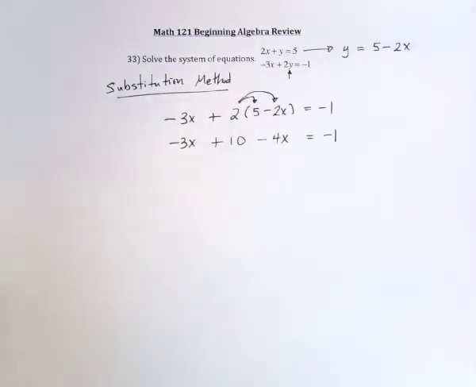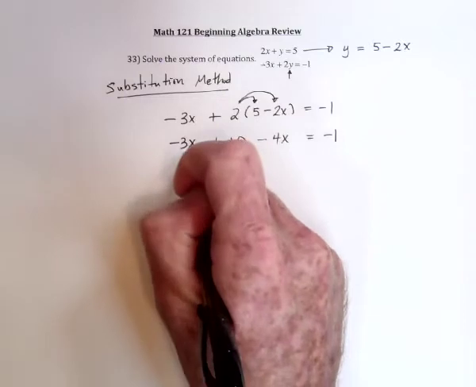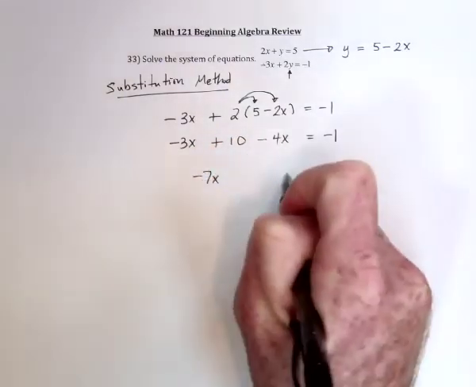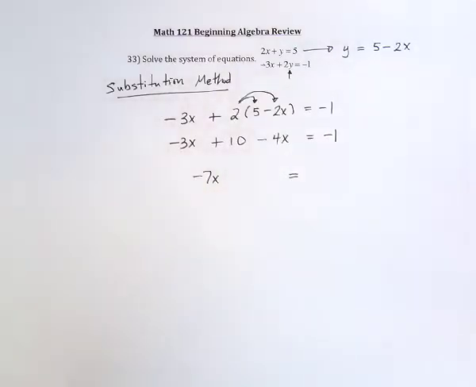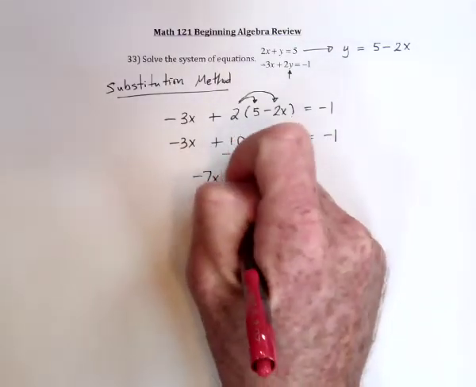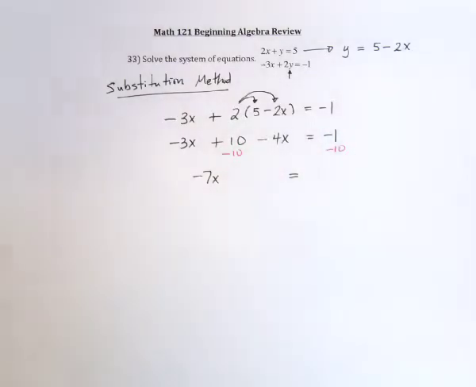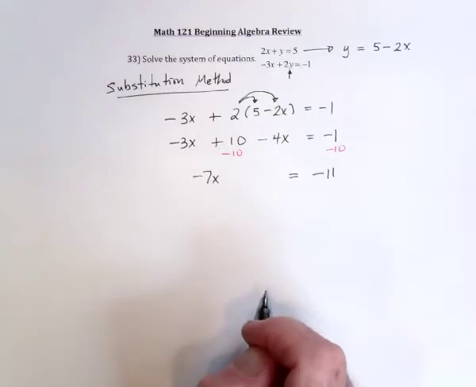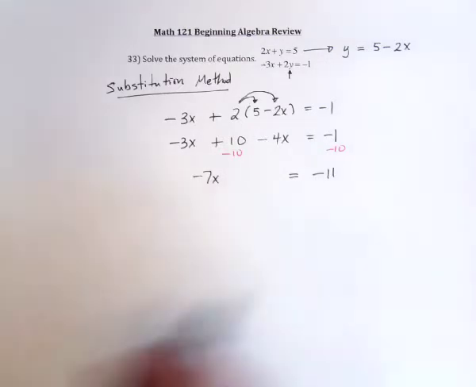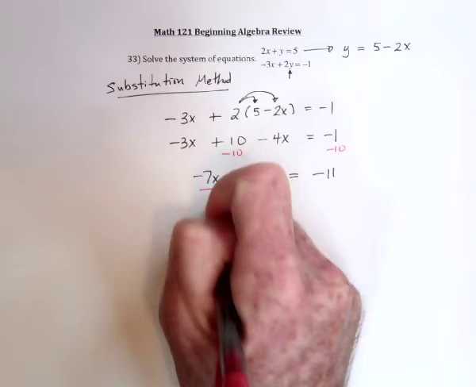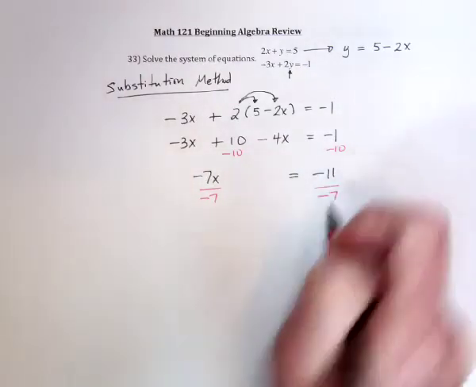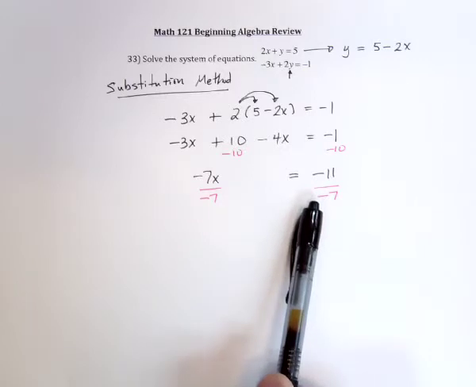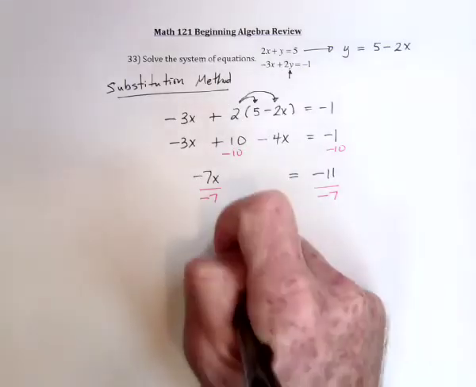So we could combine the x's, negative 3x's and negative 4x's is negative 7x's. And then we just need to move the 10, so subtract 10 from both sides. It will leave negative 11. And then divide both sides by negative 7. The negatives will cancel, and it'll just leave an 11 over 7.